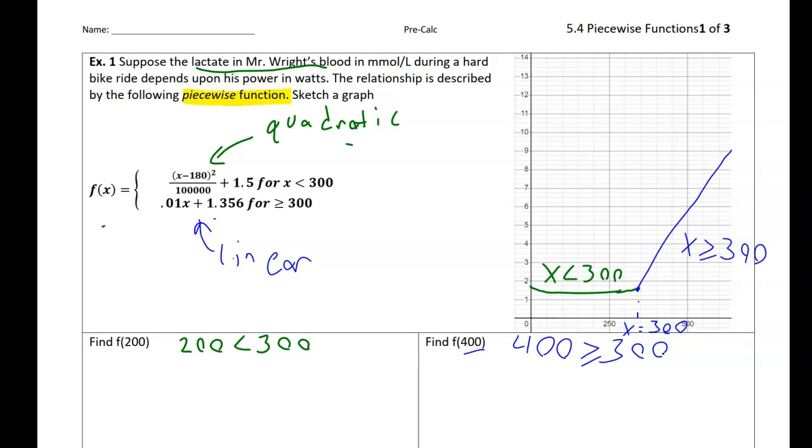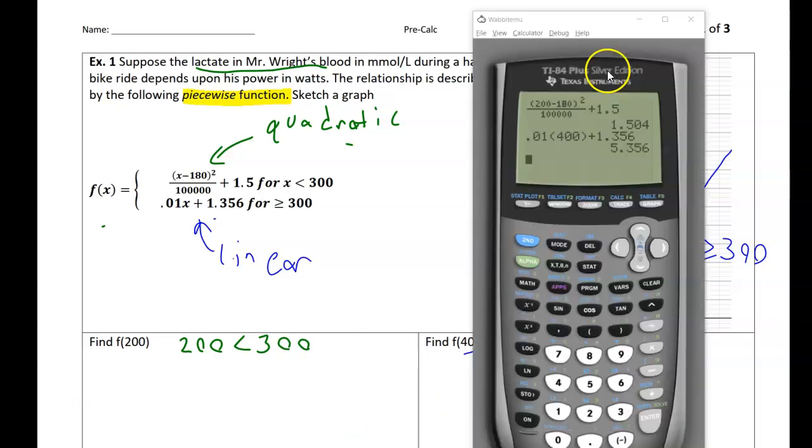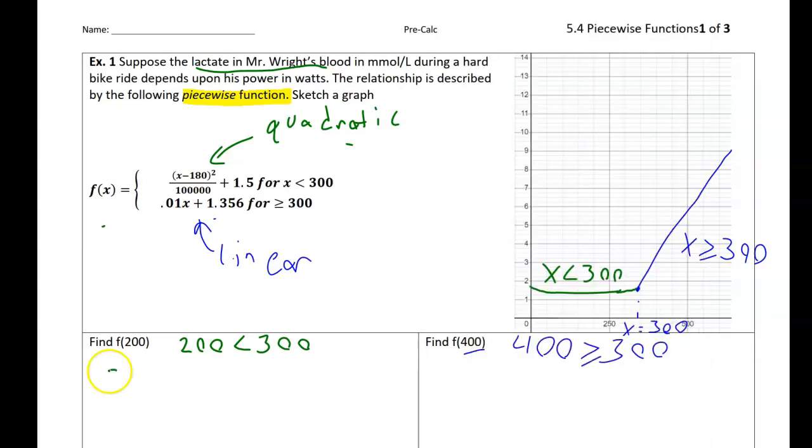Because as I look at my calculator, notice what I did differently. You can probably guess. So to evaluate 200, I plugged it in for x in my top piece, right? So you can write this down in this box in your notes if you need to. But f of 200 is equal to 1.504 because I do (200 minus 180) squared over 100,000 plus 1.5.